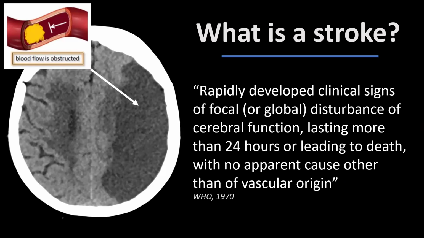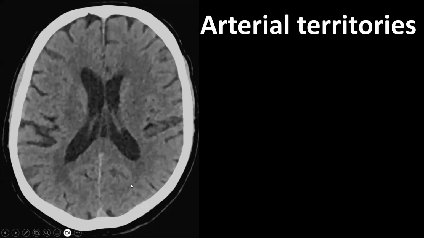What does this mean in easy terms? Basically, an ischemic stroke is caused by an obstruction of blood flow to a certain part of the brain, causing that part of the brain to become necrotic, to die. And as you can see on this image, this is an established infarction. We see that the brain becomes edematous and swollen, making it very dark on a CT image.